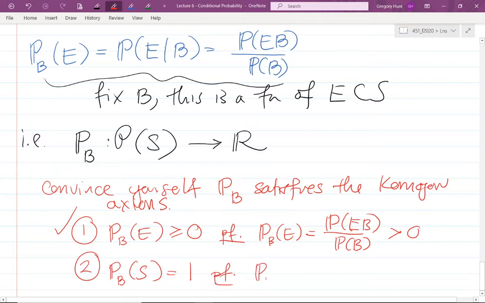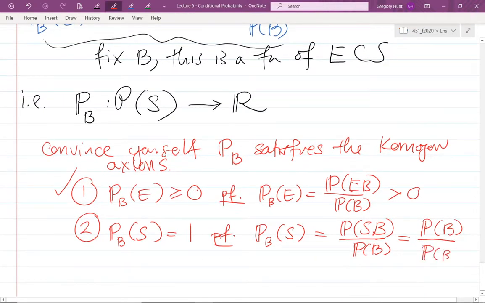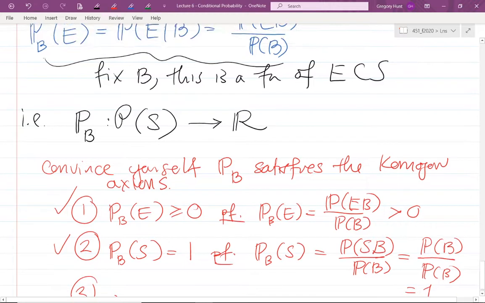Axiom two says that probability P sub B of S is one. What's my proof? P sub B of S is P of S intersect B over P of B. S intersect B is just B, because B is a subset of S. So we get P of B over P of B, which is 1. So that second axiom is satisfied. There's a third axiom, countable additivity. It's not so bad. You can show it, but I'm not going to go through it.